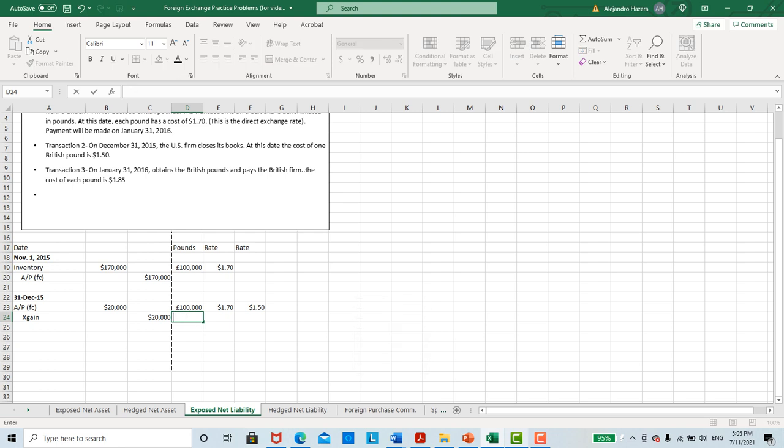The gain goes to the income statement. So you close that right to the income statement. That was the old way to do it. And then finally you settle this thing, and that's going to be on January 31, 2016.